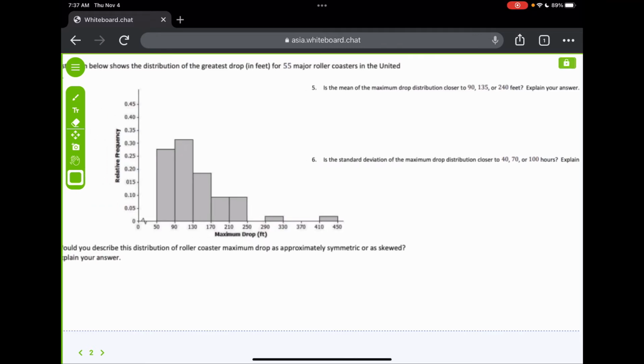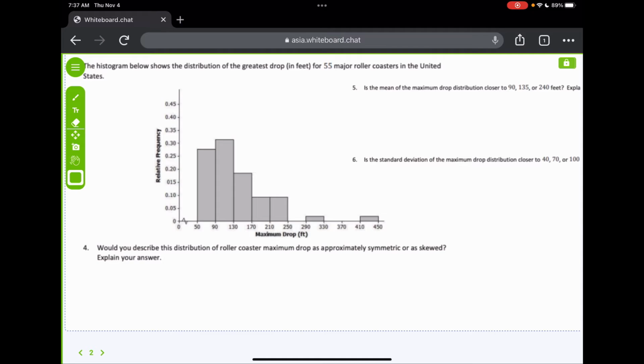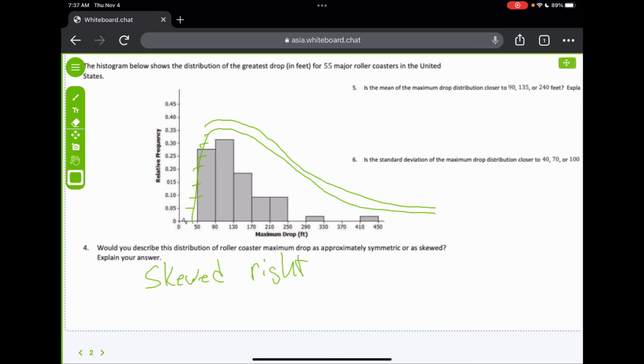Now, it says this histogram is the greatest drop in feet for 55 major roller coasters in the United States. Would you describe this distribution of roller coasters' maximum drop as approximately symmetrical or skewed? Well, this one's pretty easy to tell. If this is a slide, these are the steps, and then you slide off of it, that's going to be skewed right.